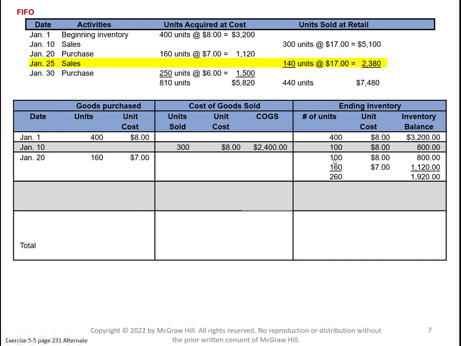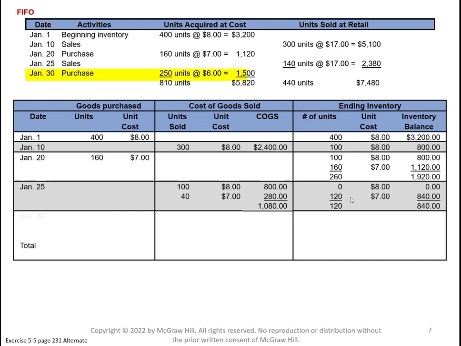So the 100 units at $8, we'll sell as many of those as we need to. We sold 140, so all of the first 100 will be from the $8. Then we need another 40. The other 40 that we sold will be from the group at $7. And then we had 160 minus 40 gives us 120 at 7 is what we have left. Then we get our subtotals.